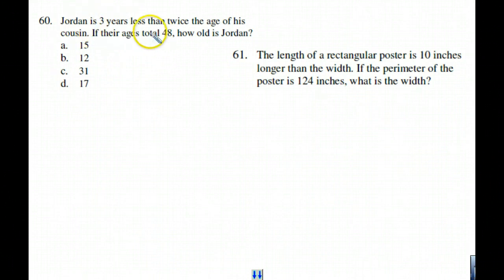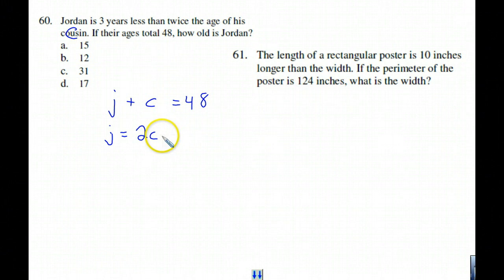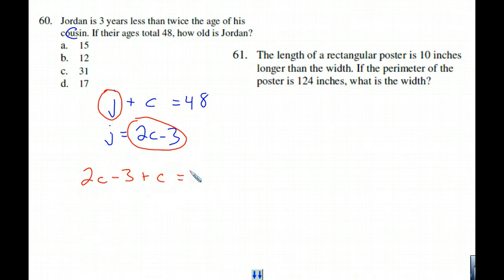Jordan is 3 years less than twice the age of his cousin. Column C, cousin. Their ages total 48. How old is Jordan? So let's do the easy one first. You know that Jordan's age plus his cousin's age is 48. We know Jordan is 3 years less than twice the age of the cousin. Twice his age would be 2c, and then 3 years less than that. This is a good substitution problem right here. We plug that in right there and get 2c minus 3 plus c equals 48.